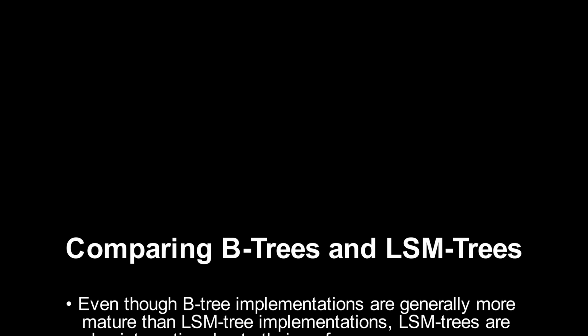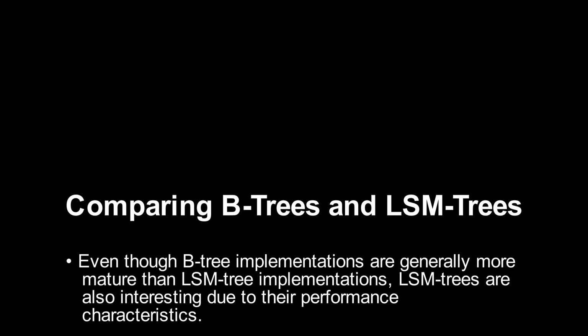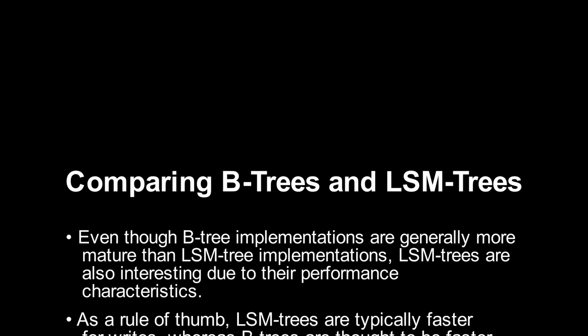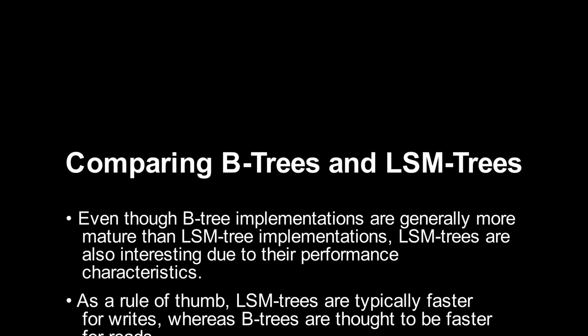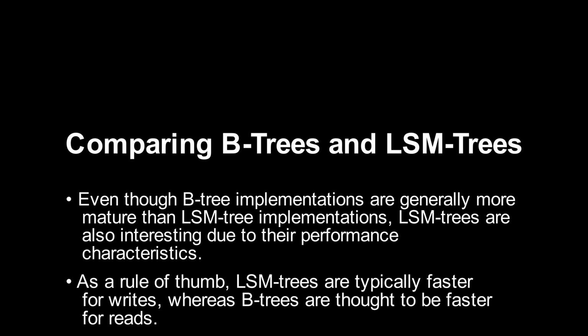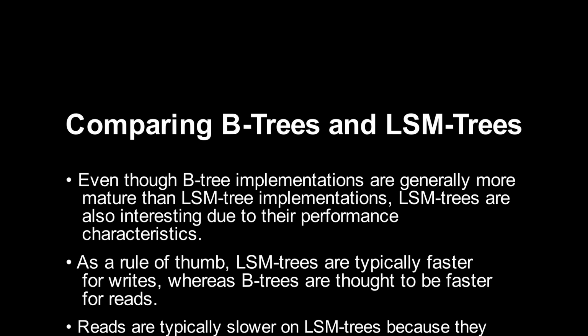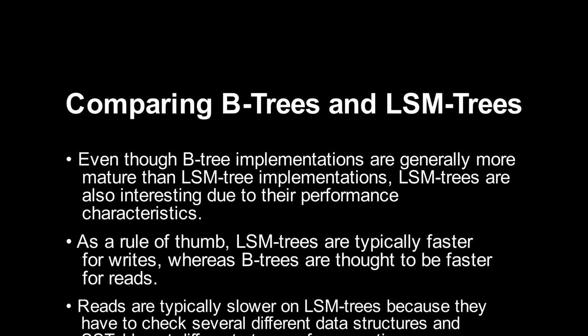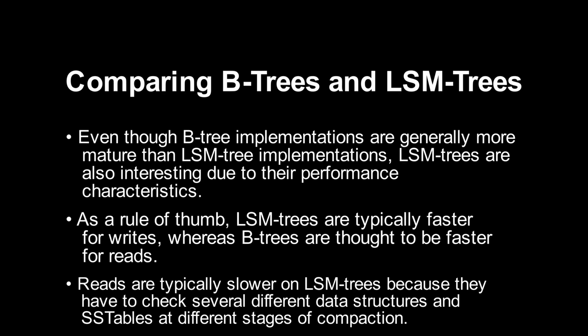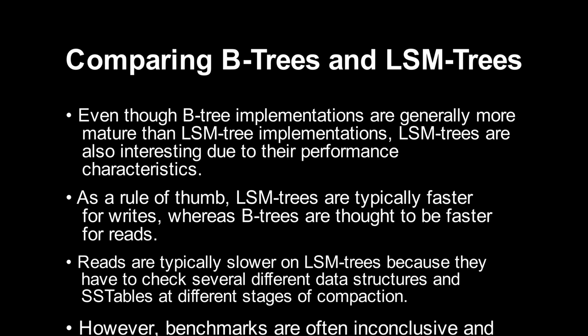Comparing B-Trees and LSM-Trees. Even though B-Tree implementations are generally more mature than LSM-Tree implementations, LSM-Trees are also interesting due to their performance characteristics. As a rule of thumb, LSM-Trees are typically faster for writes, whereas B-Trees are thought to be faster for reads.